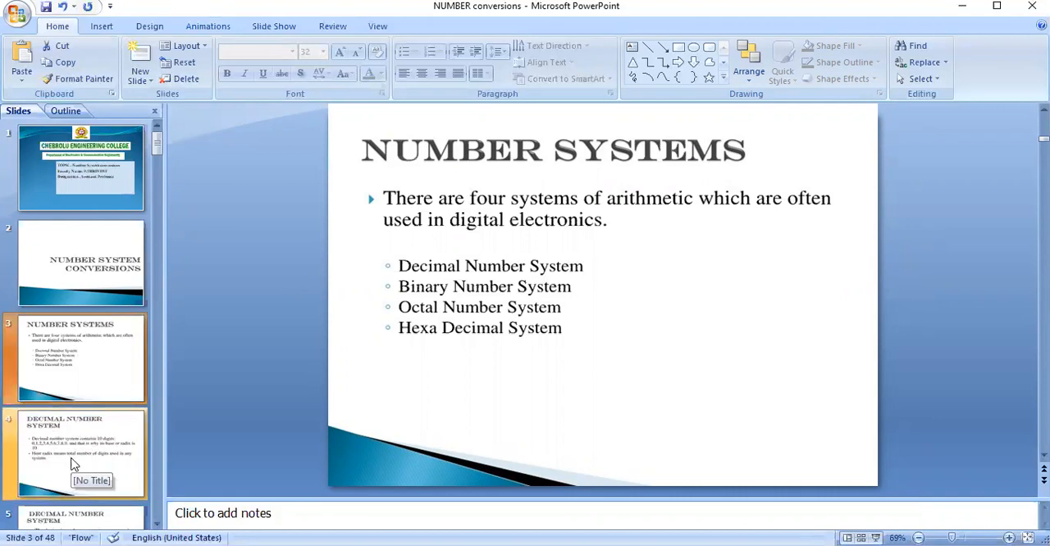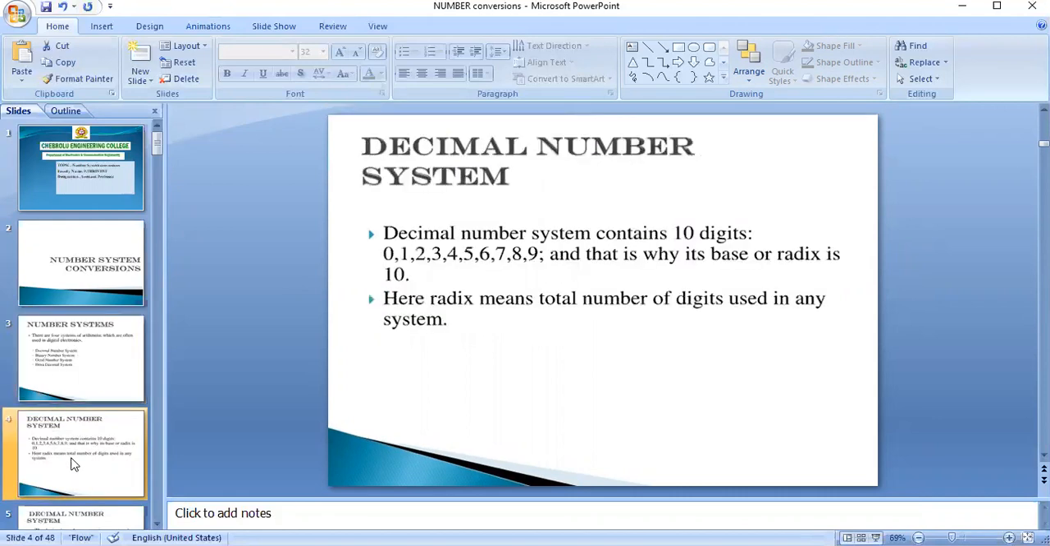So first one is decimal number system. What is decimal number system? Decimal number system contains 10 digits, represented as 0 to 9. So 0 to 9 we have totally 10 digits. That's why the base or radix of the decimal number system is 10.